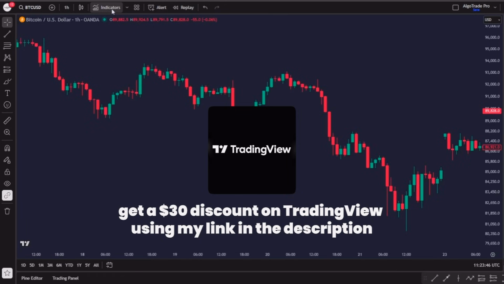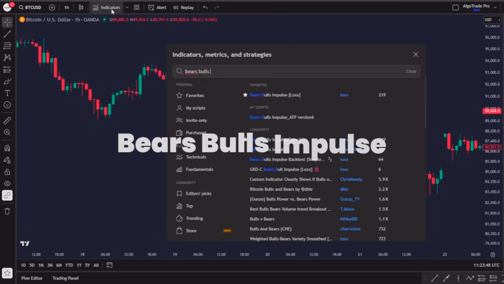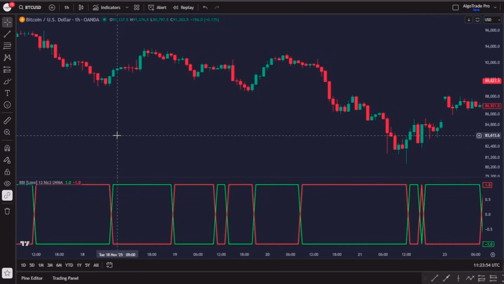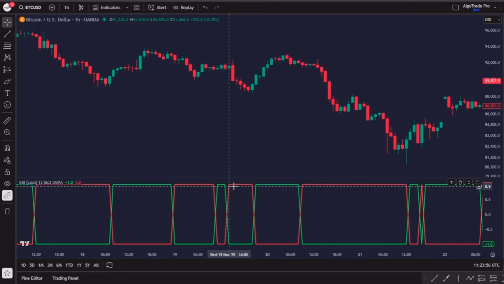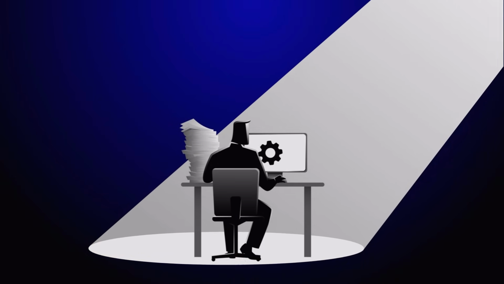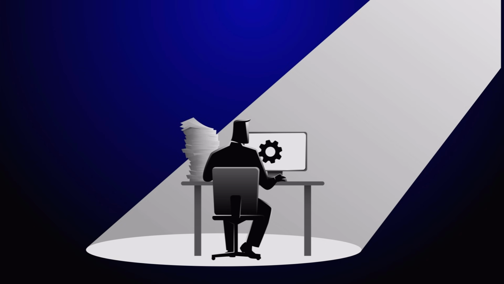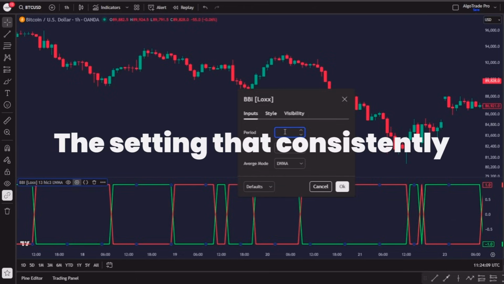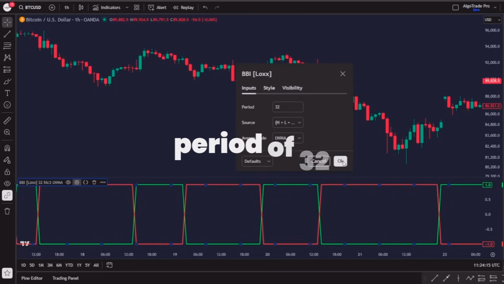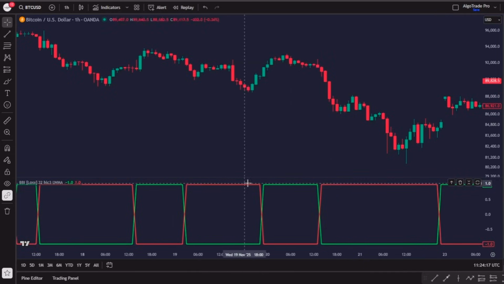On TradingView, simply click on the Indicators tab, type Bears Bulls Impulse and you can use this one here. However, as you can see, it comes with a major problem. In its default settings, the indicator is extremely noisy, and that's why before testing anything, I went through multiple inputs to find something more robust. After some time, the setting that consistently reduced noise and improved structure was a period of 32. It smooths the impulses enough to filter randomness, whilst reacting fast enough to capture meaningful shifts in pressure.